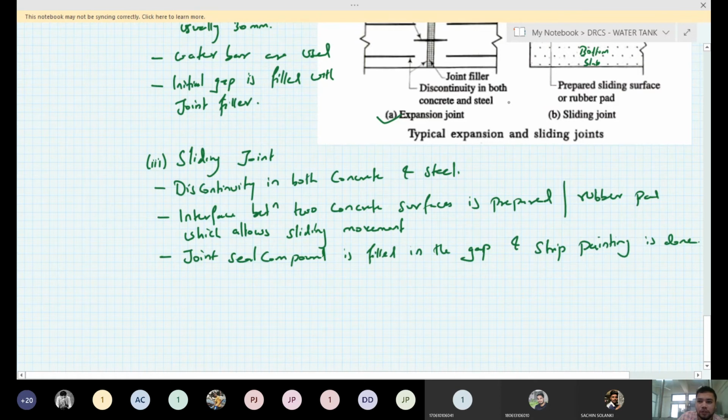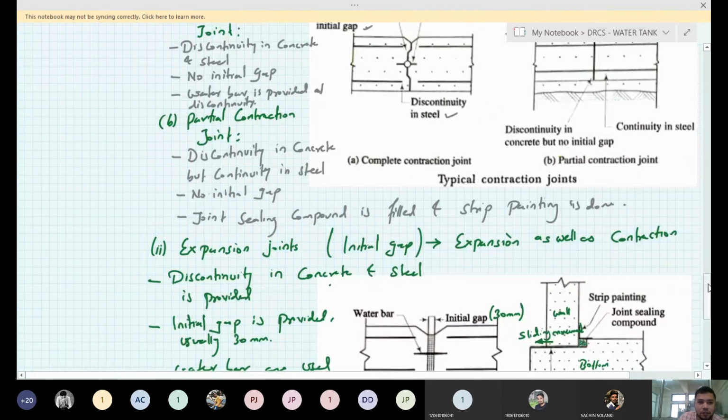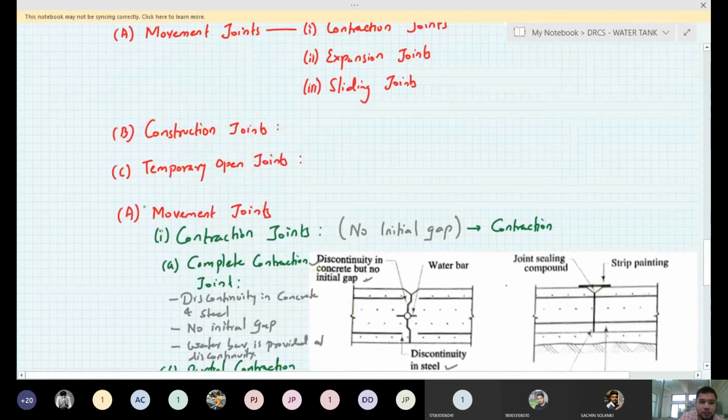Okay, so this is about the sliding joint. These are the three types of movement joints. Next is the construction joint.